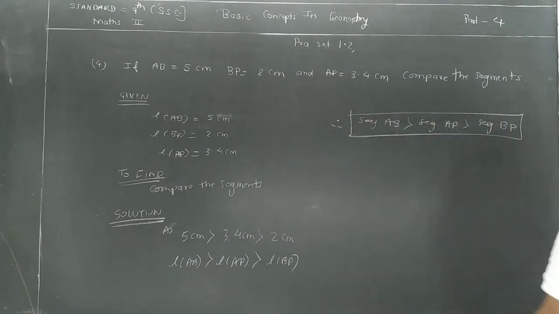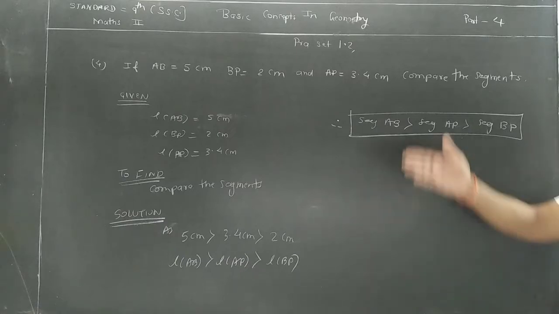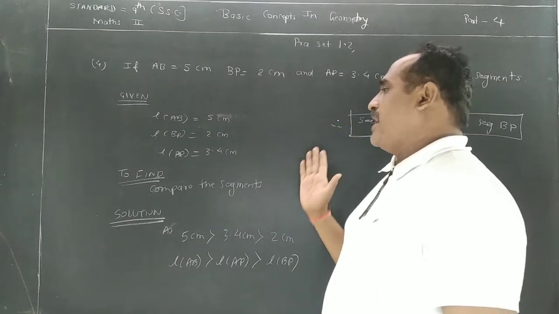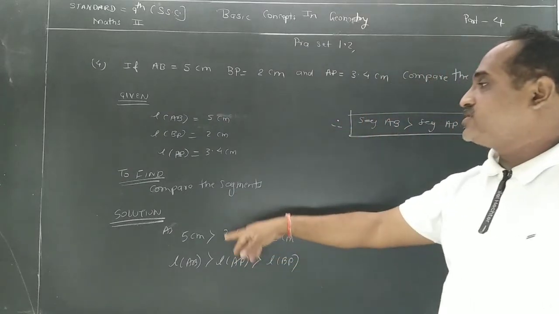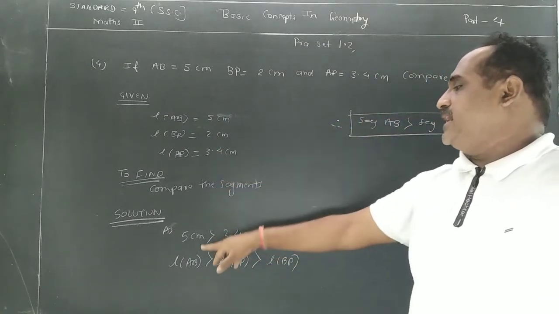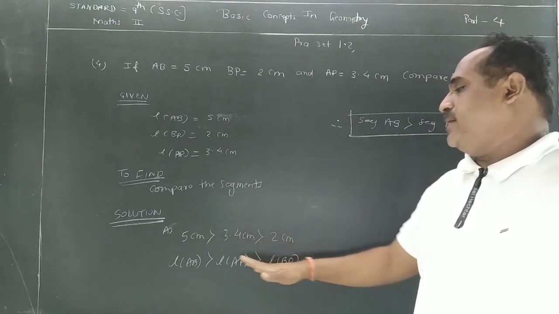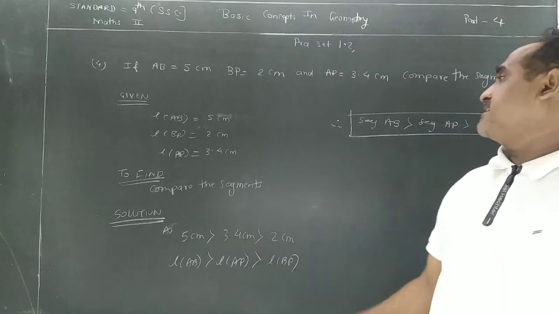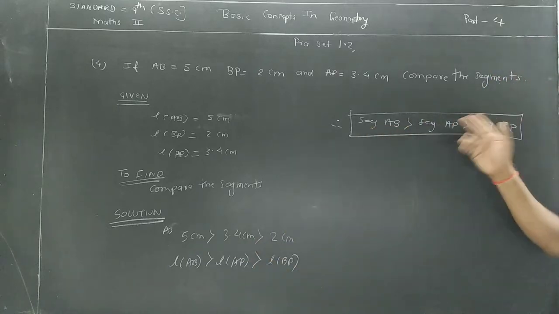This is the comparison. Have you understood this? It's a very simple question. What are they given? They are given some values. They are asked to compare the segments. This value you have to write as given. Then you have to compare this. Which one is greater? 5 centimeter is greater than 3.4 centimeter is greater than 2 centimeter. Ultimately, length AB is greater than this. If the length is greater, it means the segment is greater. Segment AB is greater than AP is greater than segment PB.